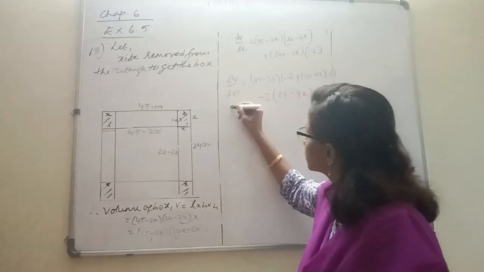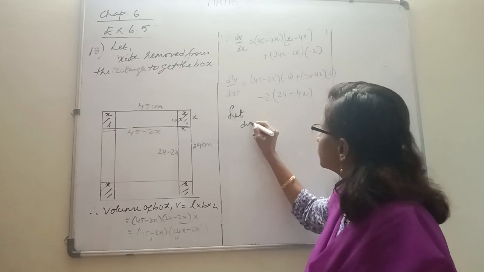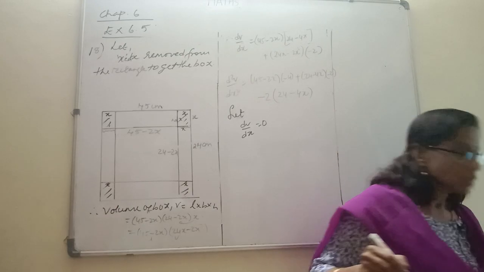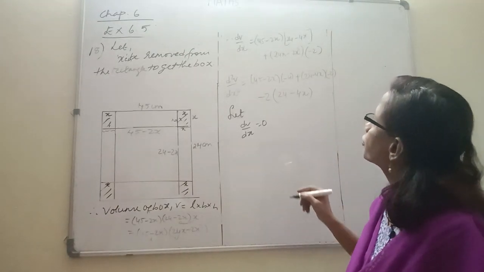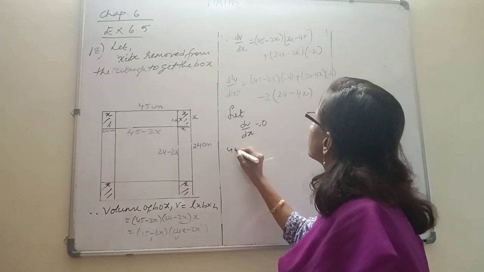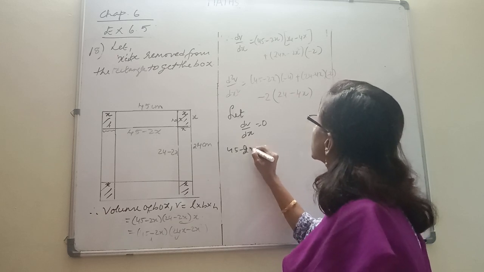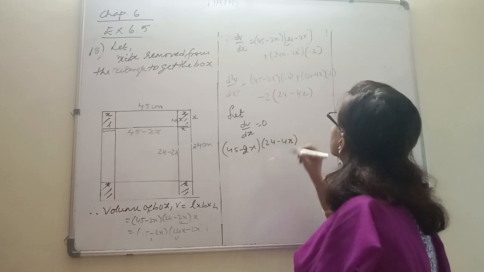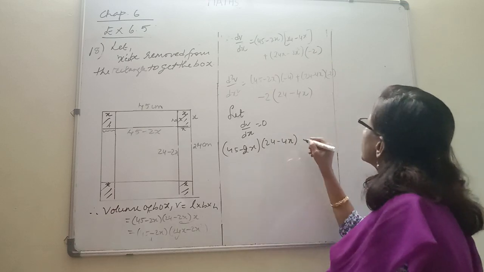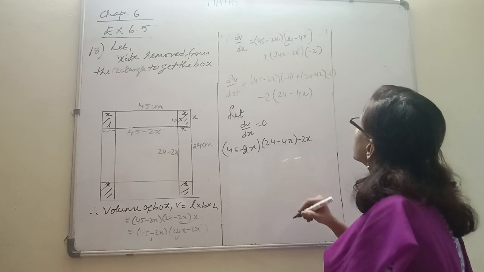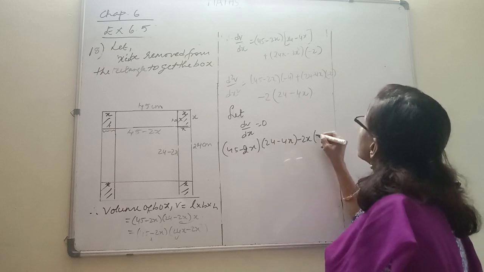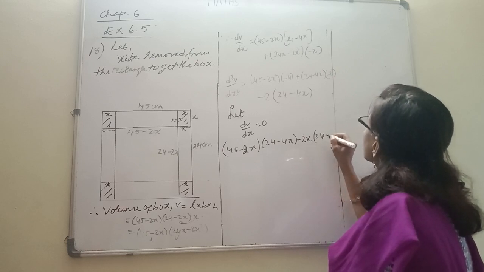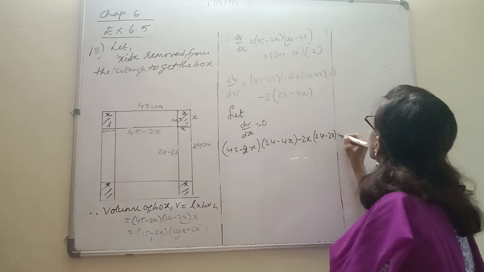Let's try this. Yeah, that's good. Let dV over dx be equal to 0. So we have to get the critical point from there, which is (45 minus 2x) times (24 minus 4x). Maybe you can have a minus 2x common. Minus 2x times (24 minus 2x) equal to 0.